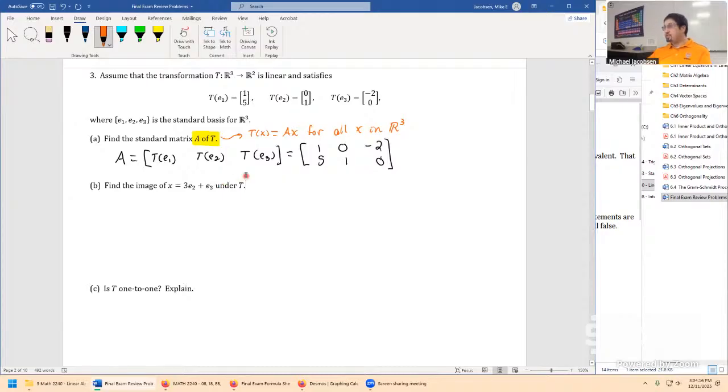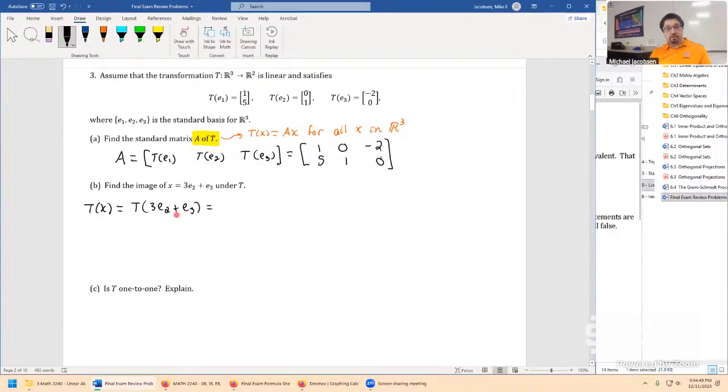But we also know something more. We were told it's linear, and we even found the standard matrix. So we can just use linearity. This is another cool way to solve this problem. You could say, first, the image of x under T is just saying, in a fancy way, compute T of x. The output, the codomain element, is the image. But now you're doing T of 3e2 plus e3, so I've just substituted in x as that linear combination.